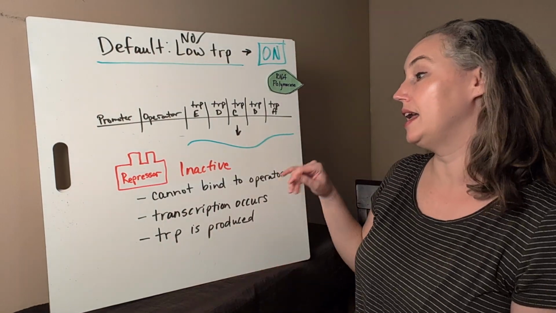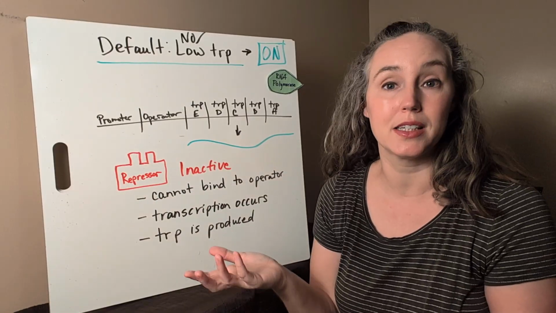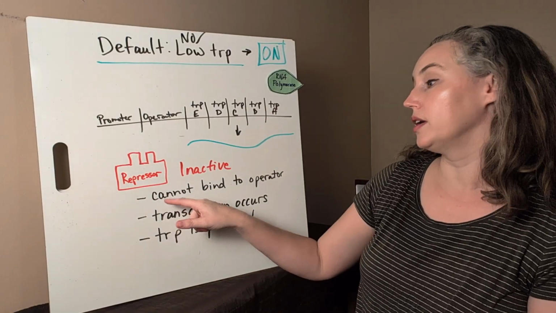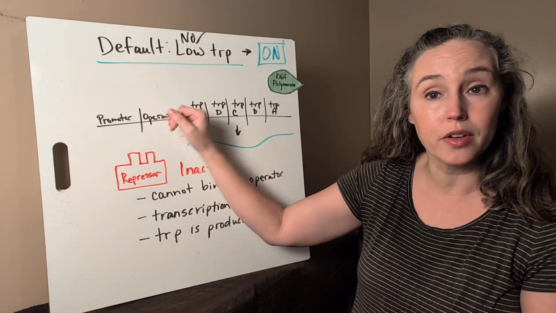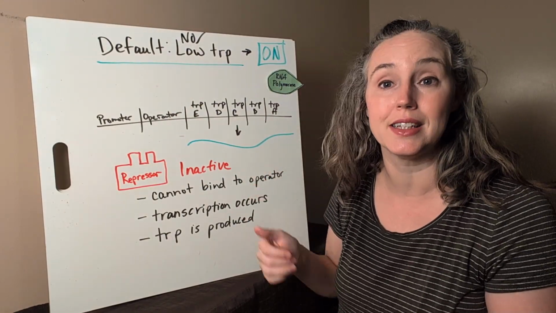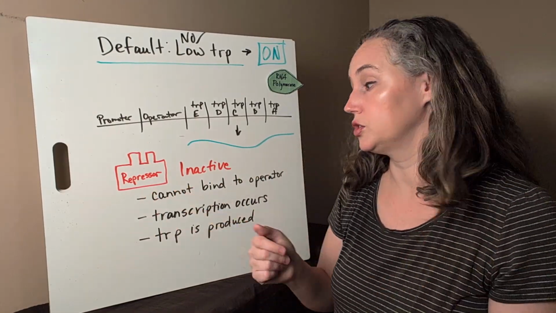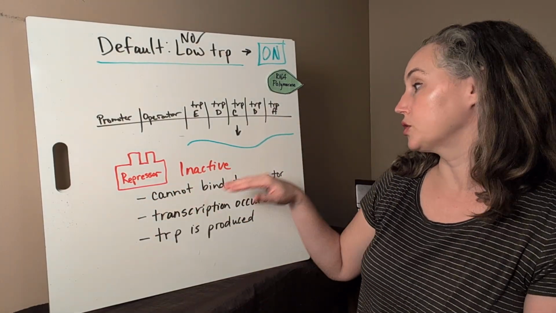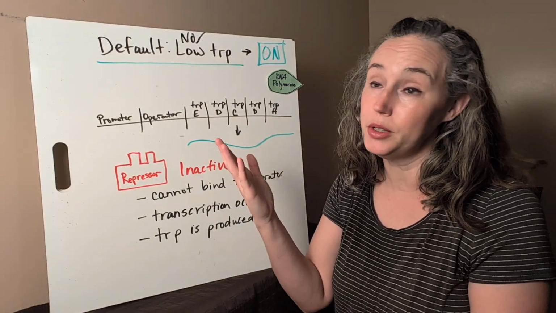In this case, the repressor is inactive. And so if the repressor is inactive, it can't bind to the operator. So we're just going to transcribe and translate and make the polypeptides needed to make tryptophan. So transcription will occur and tryptophan will be produced.